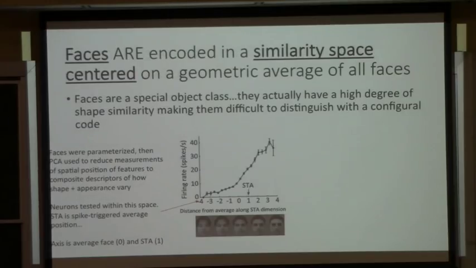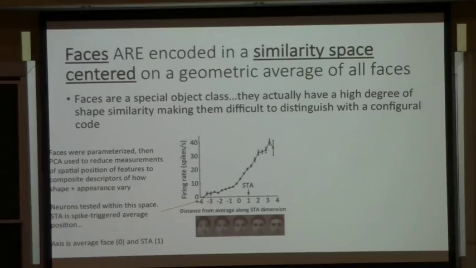But what it has been proven with is faces. So he talks about face recognition at the end of his second lecture. Basically, faces are encoded in similarity space centered on geometric averages of all the faces that you've seen in your life before. Faces are a special object class because they have a high degree of shape similarity, making them really difficult to distinguish with configural coding, which is why this theory comes into play.